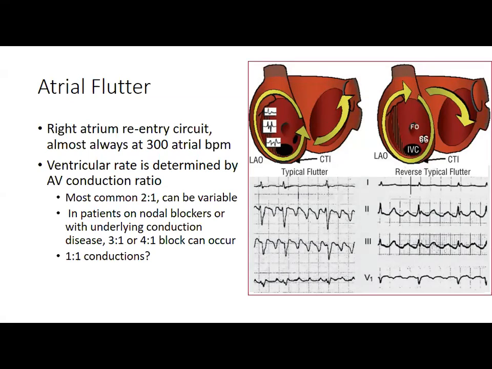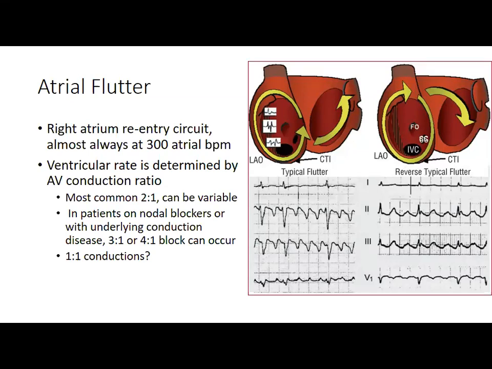So what that means is your atrium's going 300 beats per minute and your ventricular rate is going to be determined by your AV conduction ratio. Most AV nodes will conduct at a rate of 2 to 1. So for every 2 atrial beats, you're going to have 1 ventricular beat. But it can be variable. So you can get 3 to 1 or 4 to 1 block in atrial flutter.